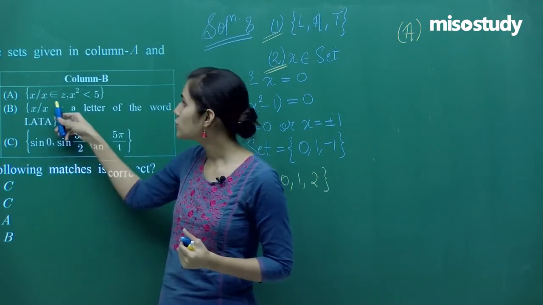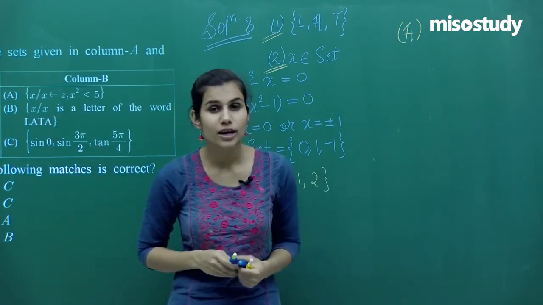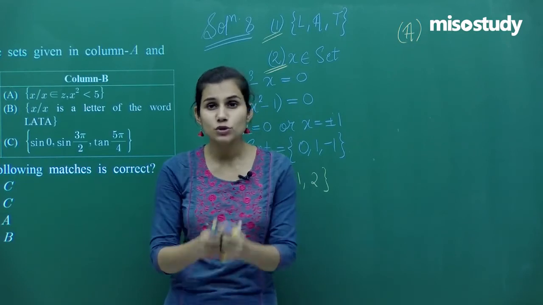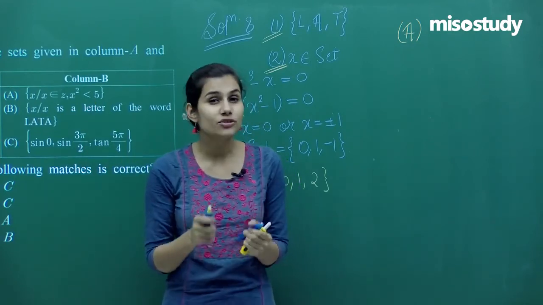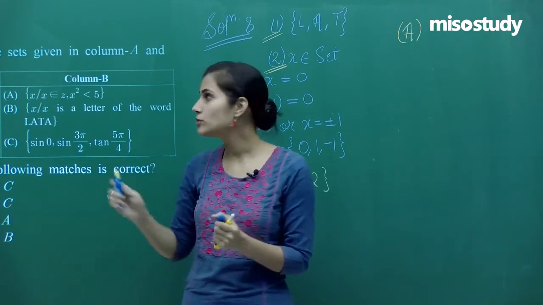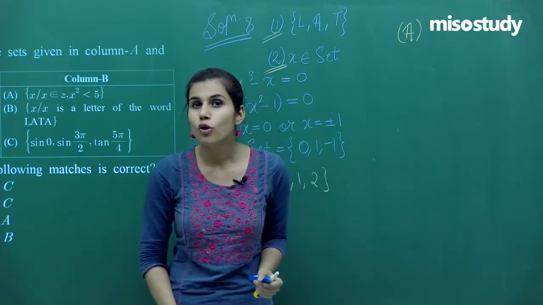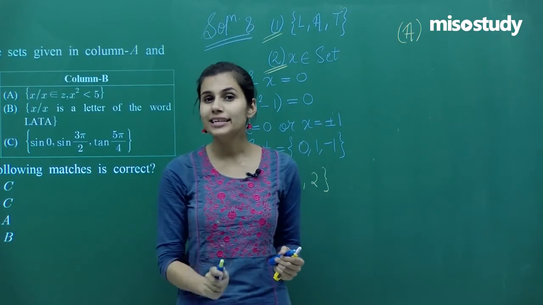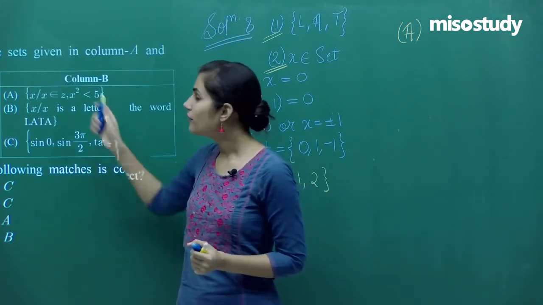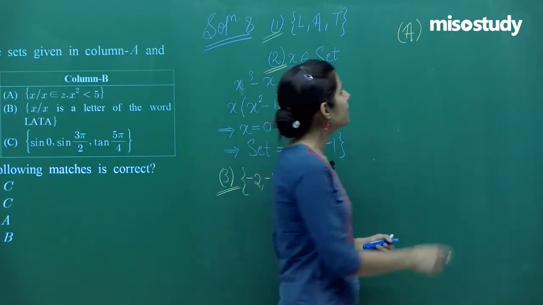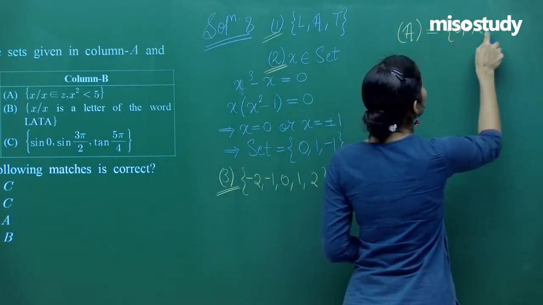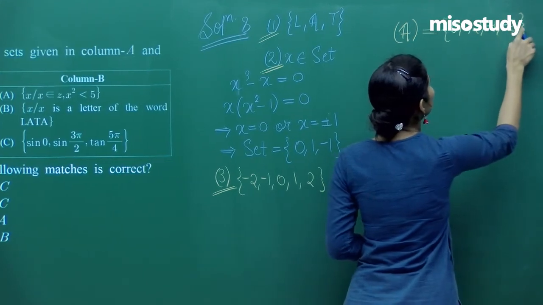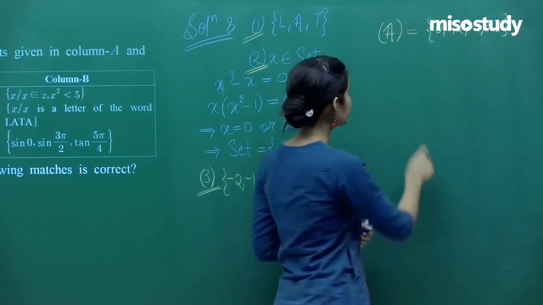Similarly, if I take minus 1, minus 1 square is again 1, which is strictly less than 5, and minus 1 belongs to integers also. If I take minus 2, square is 4, which is again strictly less than 5. Minus 3 square is again 9, which is exceeding 5. Therefore, only 0, 1, 2, minus 1 and minus 2 qualify to be inside set A, and therefore my set A is nothing but 0, 1, 2, minus 1 and minus 2.